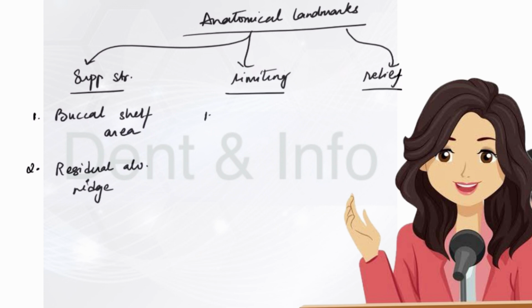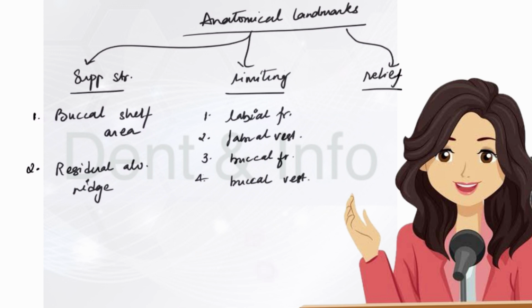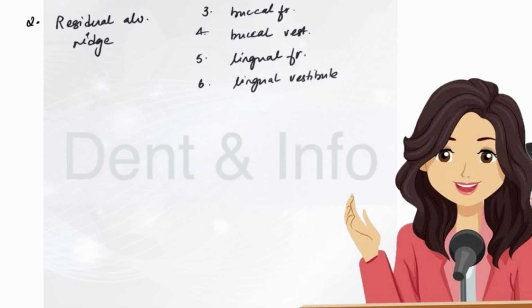With limiting structures, the main thing remains the same. But the difference here is that now you have structures on the lingual side also. So you have labial frenum, labial vestibule, then your buccal frenum, buccal vestibule, then your lingual frenum, and you have the whole of the lingual vestibule, which is a very important area in the mandible to understand actually. Its anatomy, the muscles which are present.